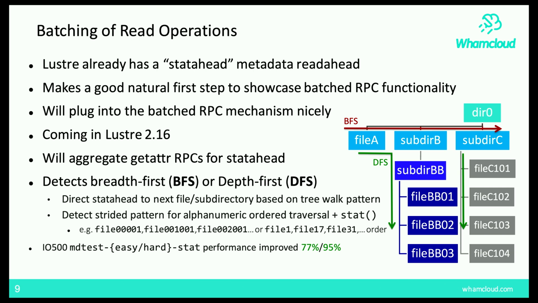And on the topic of batching, we already have metadata read ahead in Lustre that's called stat ahead. This is when we see that your application is trying to iterate a directory or something, and we predict that you will iterate more entries. So in this specific case, we could try and apply the batching logic, right, without any other changes for any other caching.